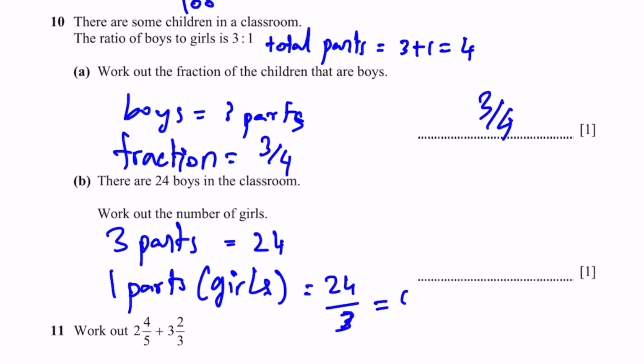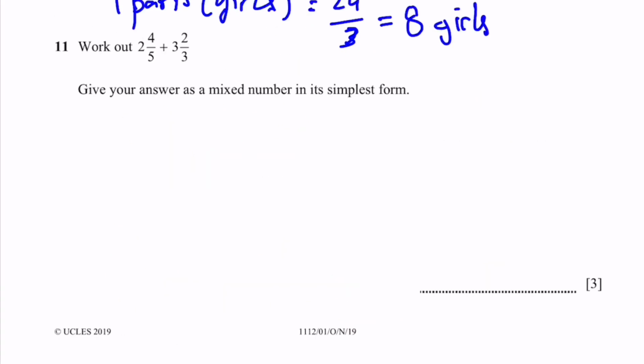24 by 3 is equal to 8. So there are 8 girls in that class. Question 11. Work out 2 4/5 plus 3 2/3. Give your answer as a mixed number in simplest form.